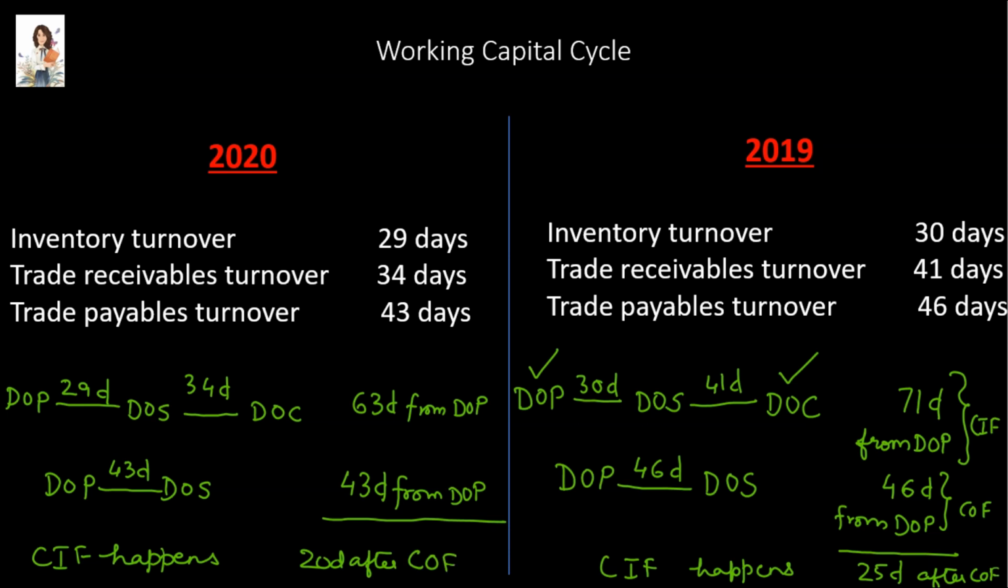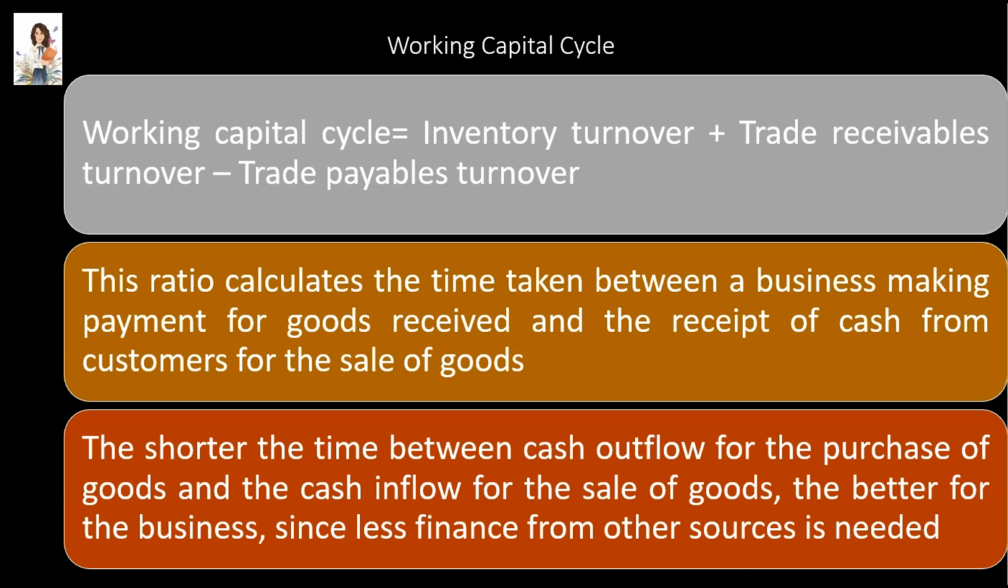If we compare the situations in 2019 and 2020, we see that now the cash inflow is happening sooner. We are receiving the money earlier. So the situation or working capital cycle has improved. Therefore, the formula for working capital cycle is inventory turnover ratio plus trade receivables turnover ratio minus trade payables turnover ratio. The working capital cycle measures the time it takes for cash to circulate around the working capital system.